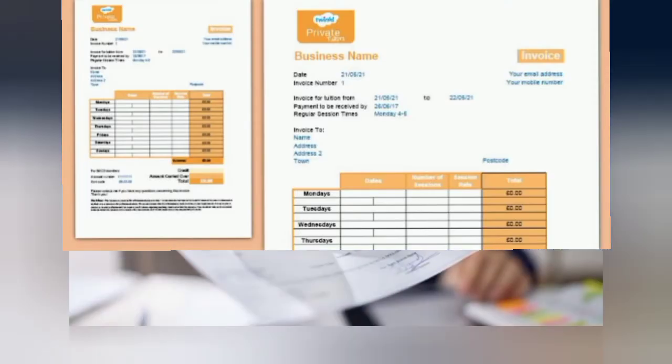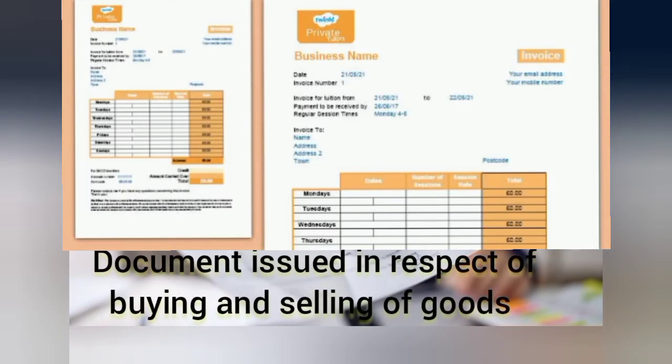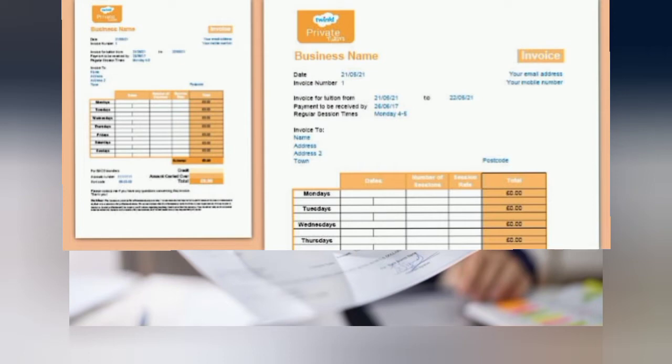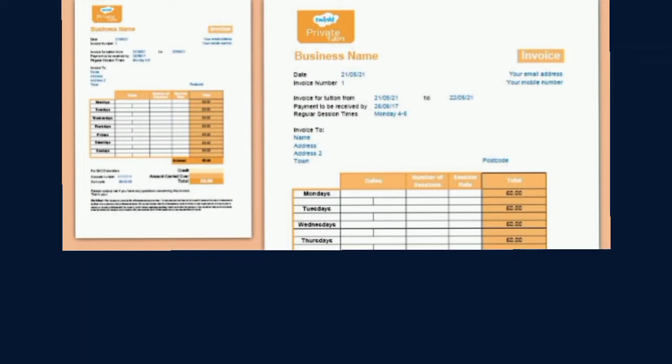Let's look at the next one, which is the invoice. This is also a document raised in respect of buying and selling of goods. It is issued from the seller to the buyer, indicating the description, the quantity, unit price, and total amount to be paid. This is referred to as an invoice.